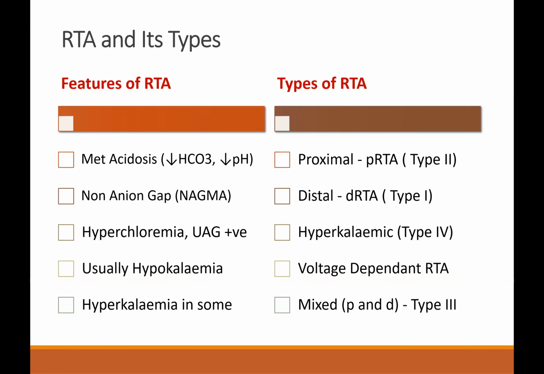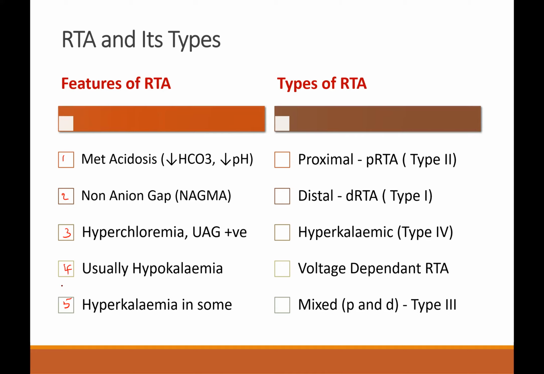So last time I showed you this slide, and the features of renal tubular acidosis are, obviously, a metabolic acidosis with decrease in the bicarbonate and decrease in the pH and a secondary decrease in the carbon dioxide also. Second, it is a non-anion gap metabolic acidosis. And third, there is a positive urine anion gap, and usually hypokalemia. In some types it is hyperkalemia. That's what we learned. So what are the types we have?